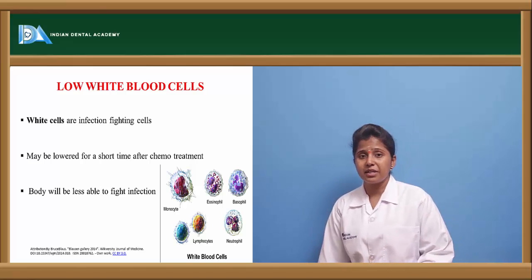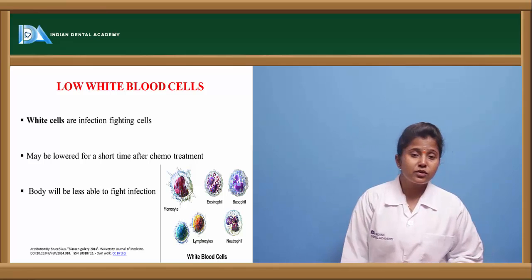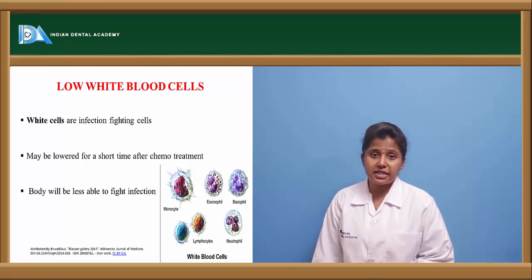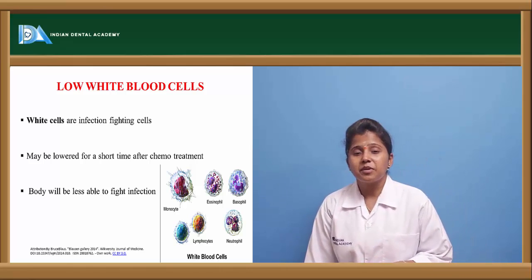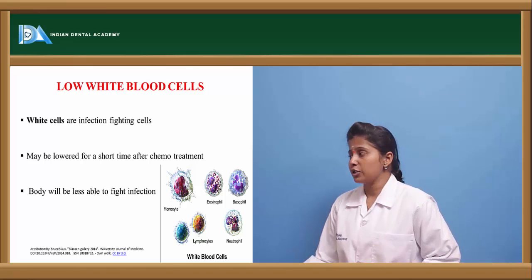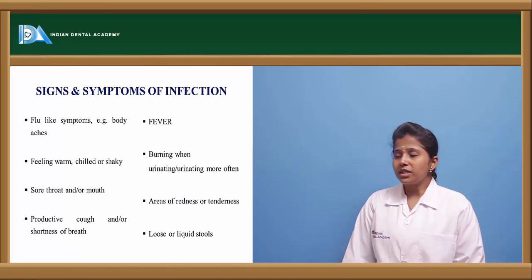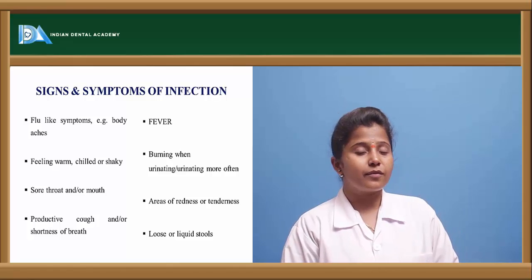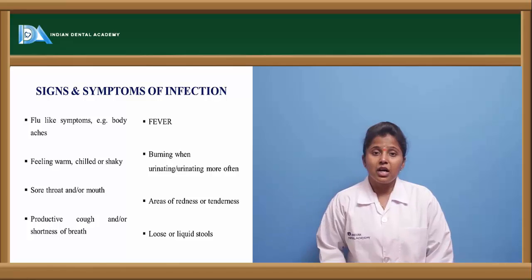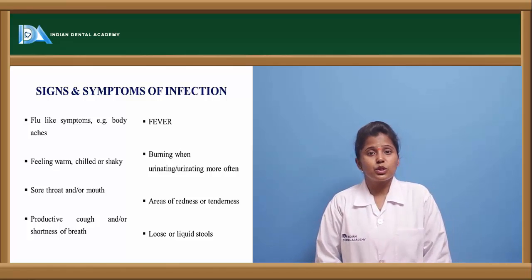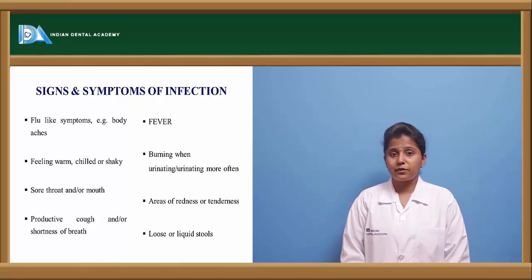There are various white blood cells like lymphocytes, monocytes, eosinophils, basophils, neutrophils, etc. All these cells will be damaged, and thereby the person can't fight against infection. What are the signs and symptoms of infection? If white blood cells are not functioning properly, then obviously the patient will be suffering from infection. So what are the signs and symptoms which we can observe if a patient is suffering from infection?